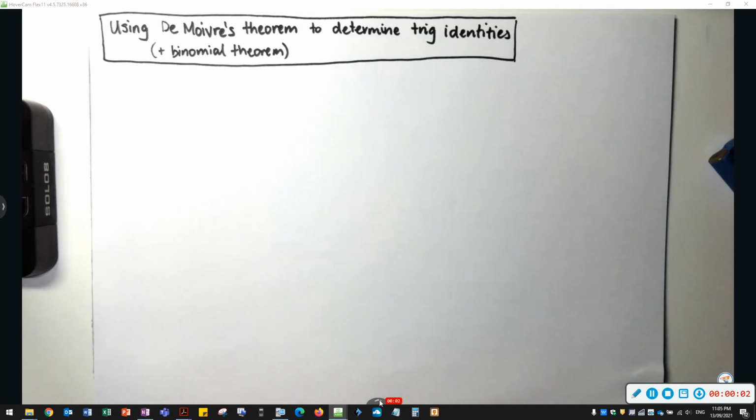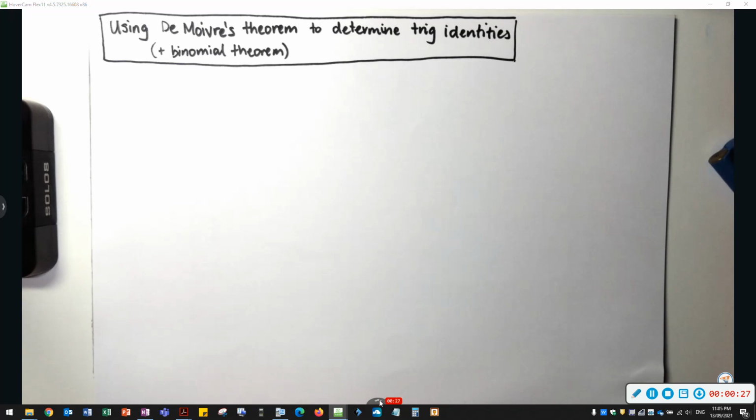We're going to take a look at using de Moivre's theorem, along with binomial theorem, to determine trig identities. What's really cool about de Moivre's theorem is the simplicity of multiplying complex numbers really quickly. And remember, using de Moivre's theorem means you need to write your complex number in polar form.